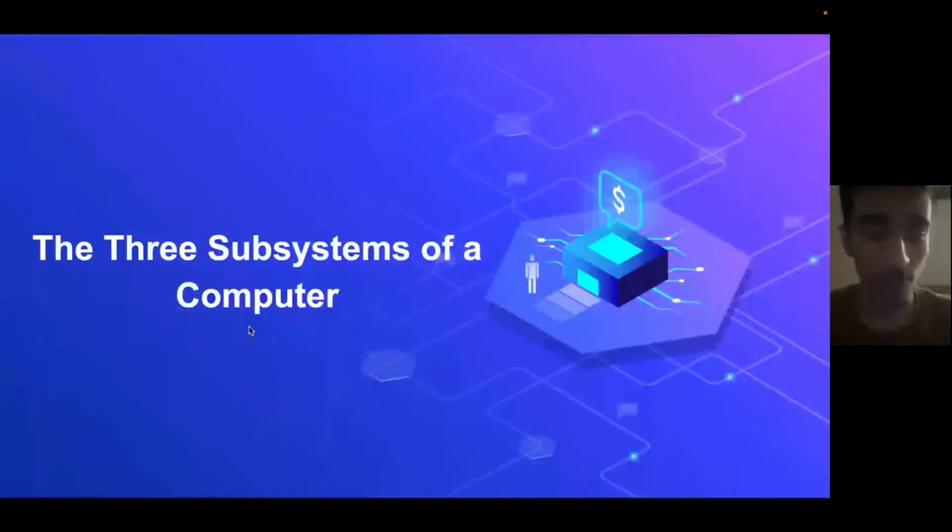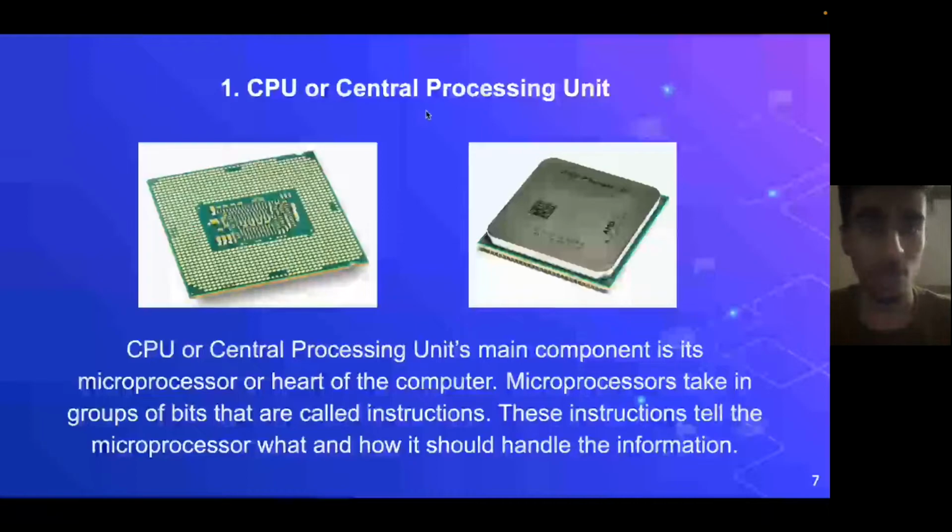The three subsystems of a computer. First one is the CPU, or Central Processing Unit. The CPU's main component is the microprocessor, the heart of the computer. The microprocessor takes in groups of bits that are called instructions. These instructions tell the microprocessor what to do and how it should handle the information.